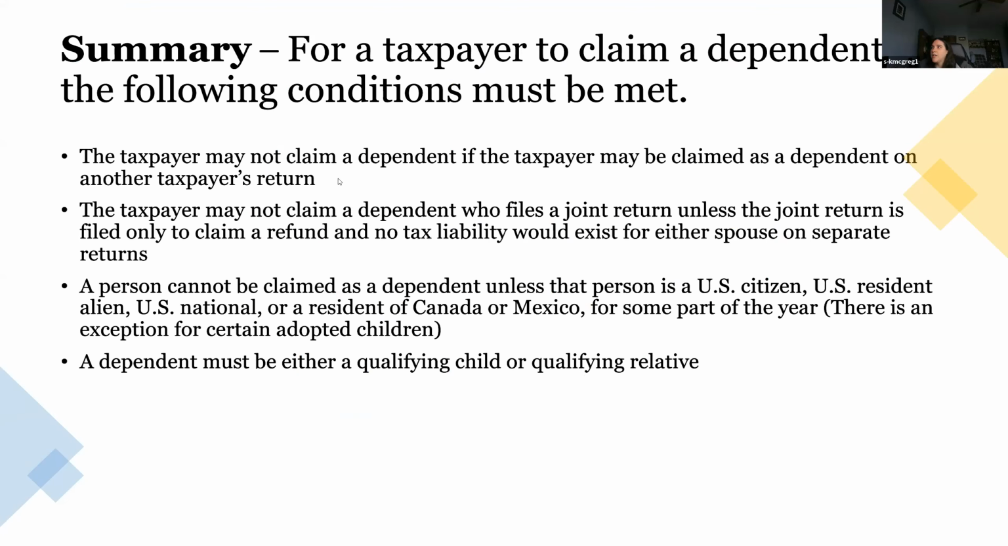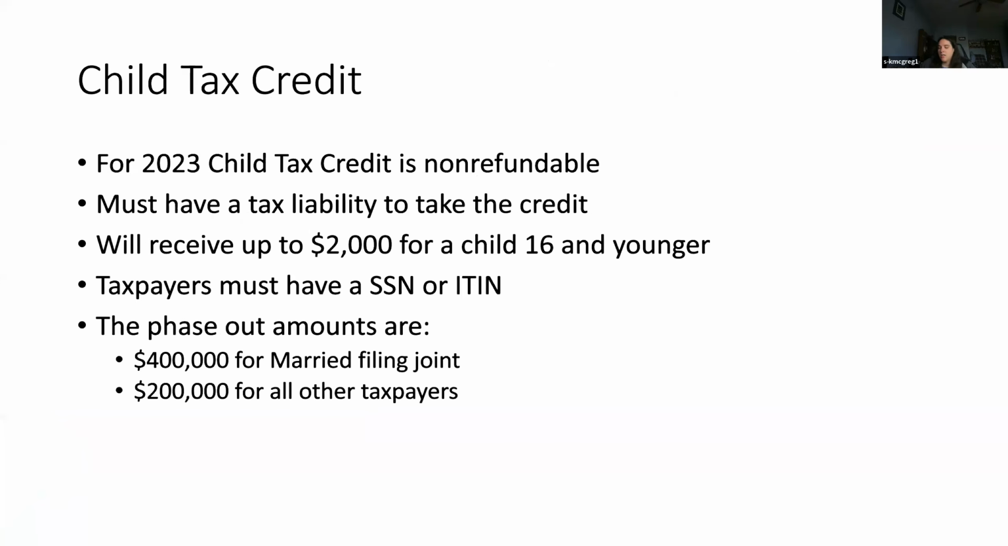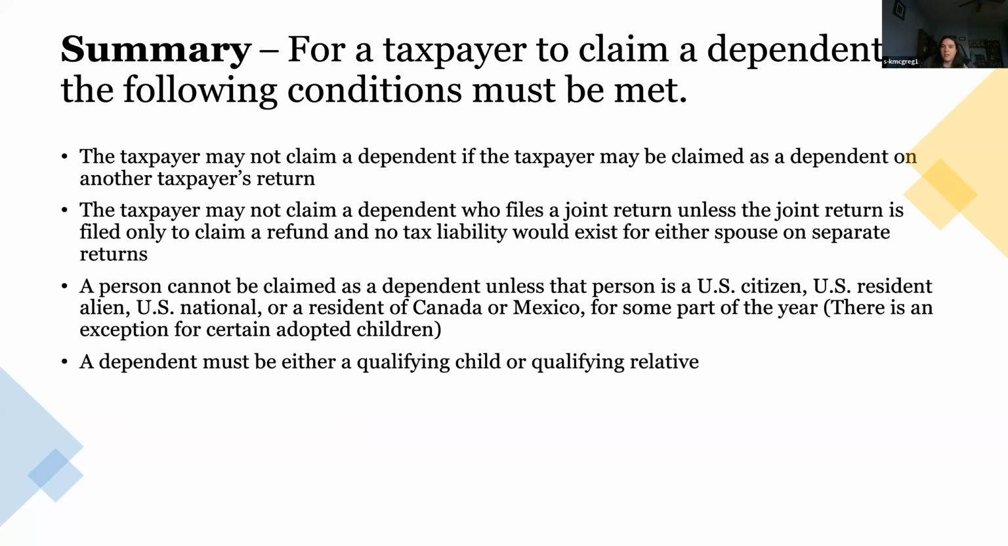So just in summary, somebody can't be claimed more than once. You can't claim someone if you're being claimed by somebody else. They have to be a citizen, resident, national, or resident of Canada or Mexico. And they have to be either a child or a relative. So any questions about the dependency part? That was a lot, before we move into the child tax credit.